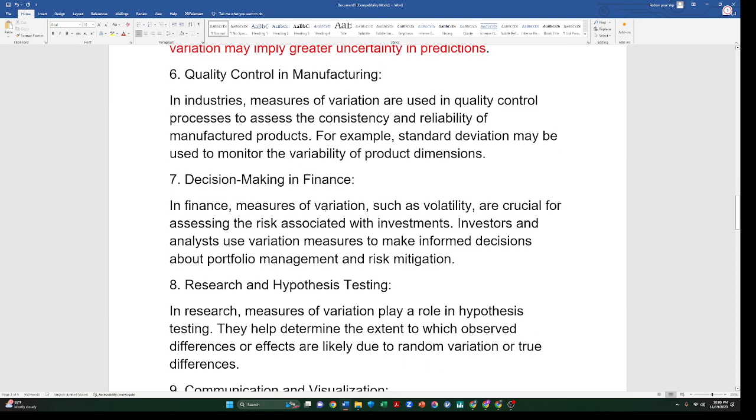Then, decision making in finance. In finance, measures of variation such as volatility are crucial for assessing the risks associated with investments, and analysts use variation to make informed decisions about portfolio management and risk mitigation. So this is important.